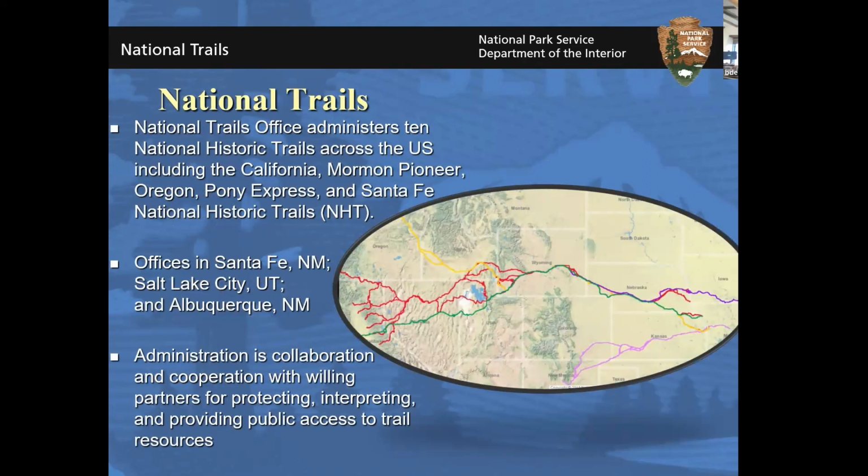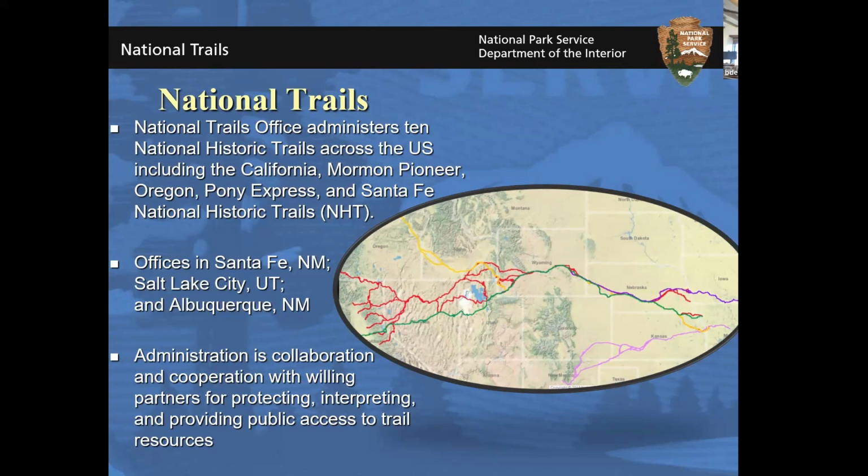Chad and I work for the National Trails Office, and our office administers 10 National Historic Trails, including the California, Mormon Pioneer, Oregon, Pony Express, and the Santa Fe National Historic Trails. I've specifically mentioned those because you'll potentially be recording those locations, and we potentially have members of other associations on the call right now. Our offices are in Santa Fe, New Mexico, Salt Lake City, and Albuquerque, New Mexico.